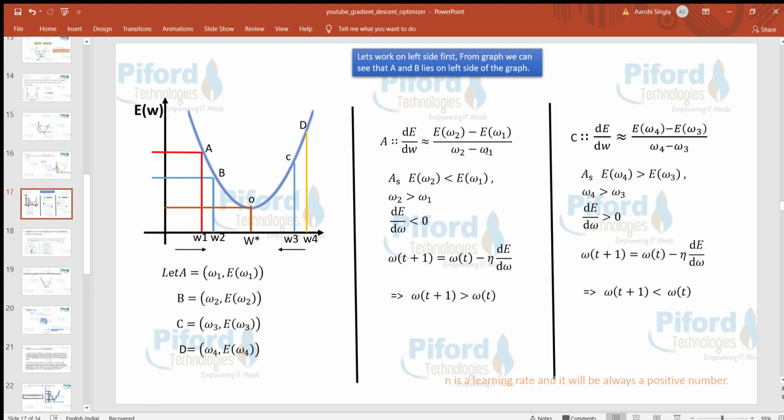Because when we solve this, we get a negative value on the top and a positive value on the bottom. So if you divide a negative value by a positive value, the result would be a negative value. That means the derivative is a negative value. So this is the weight updation formula. So now we know that the value is negative, right?